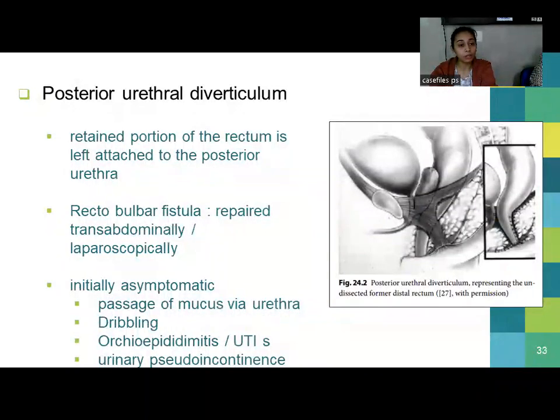Posterior urethral diverticulum is when a retained portion of the rectum is left attached to the posterior urethra. It is usually seen in rectobulbar fistula, which is repaired by a transabdominal or laparoscopic approach. The patients usually are initially asymptomatic, but later on develop symptoms of passage of mucus via the urethra, dribbling, orchitis, epididymitis, UTIs, or urinary pseudo-incontinence. This image shows the PUD, that is the pseudo-diverticulum that is created, and this can be repaired by excision of the diverticulum.